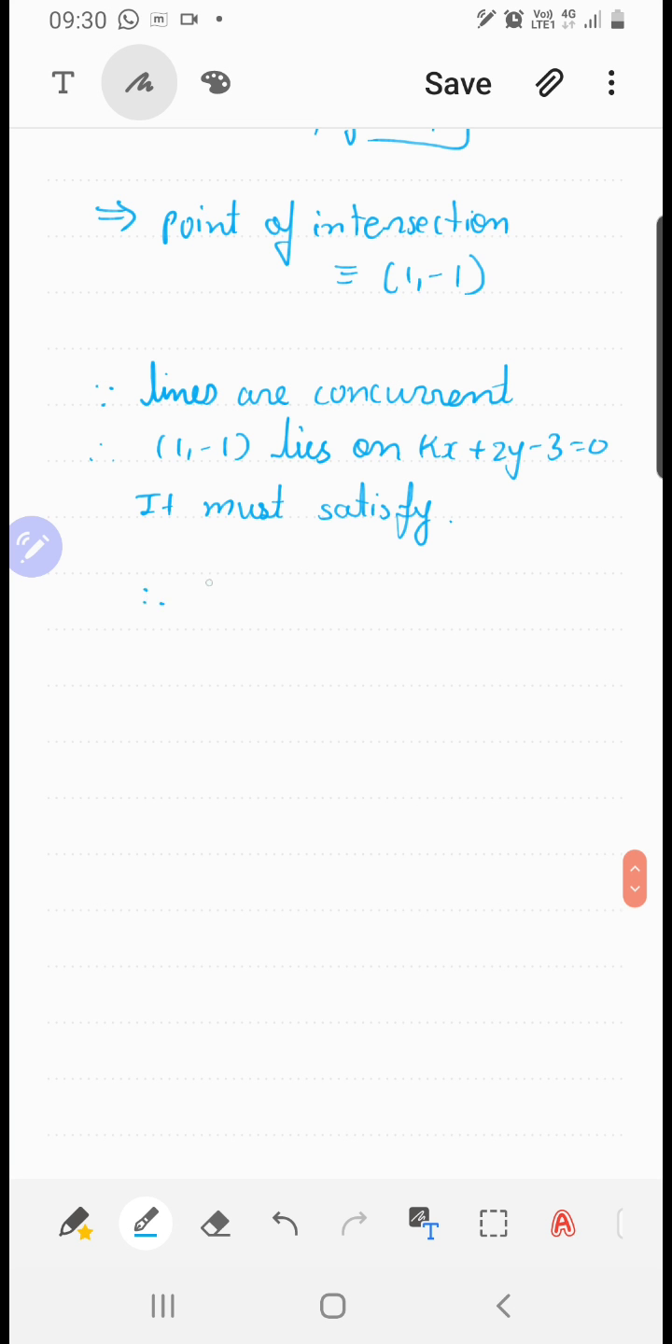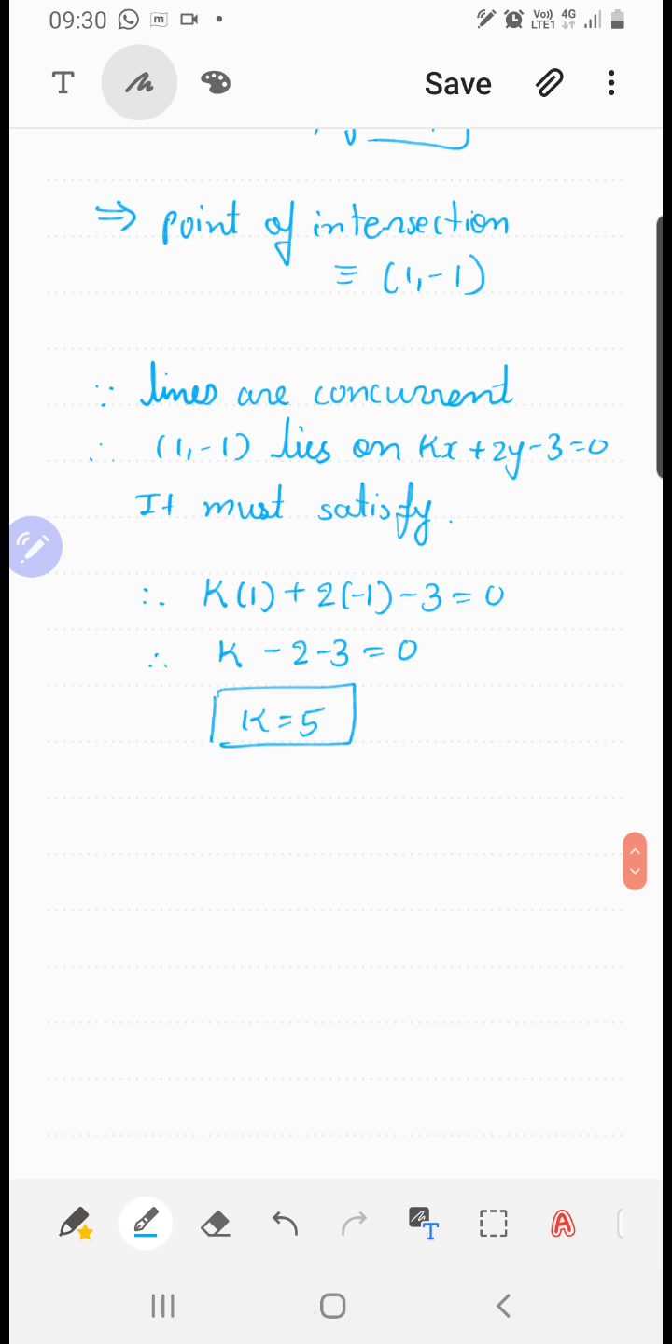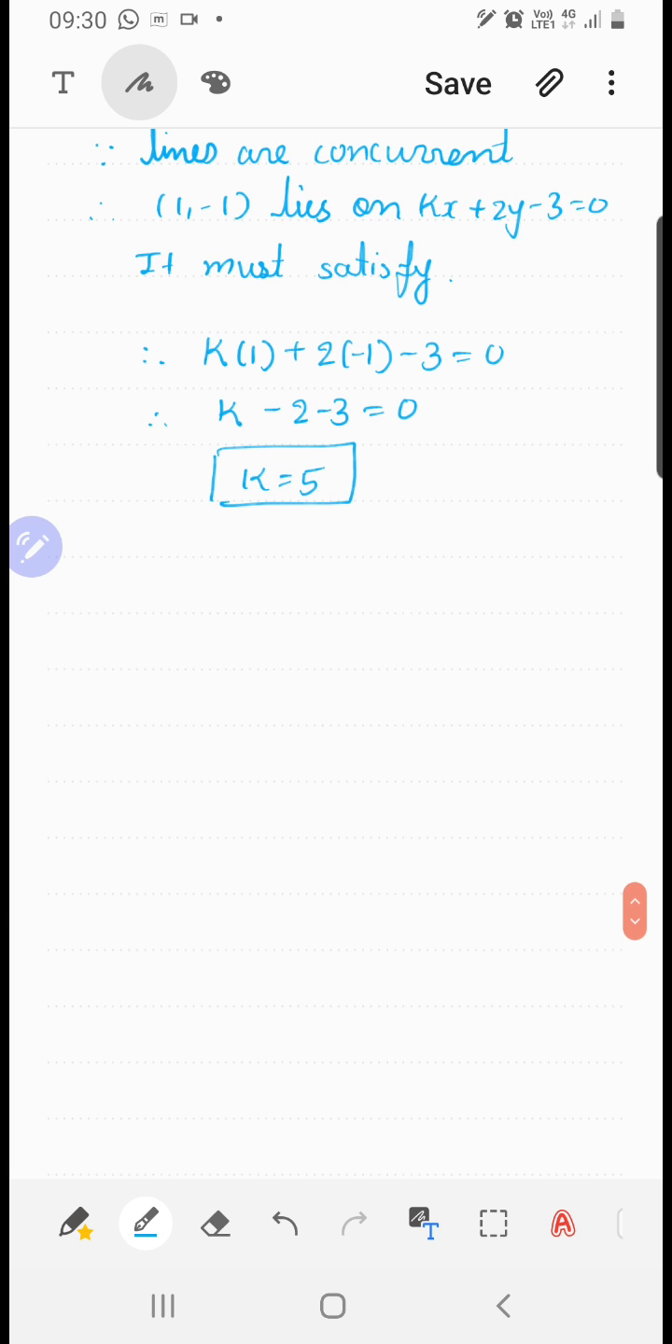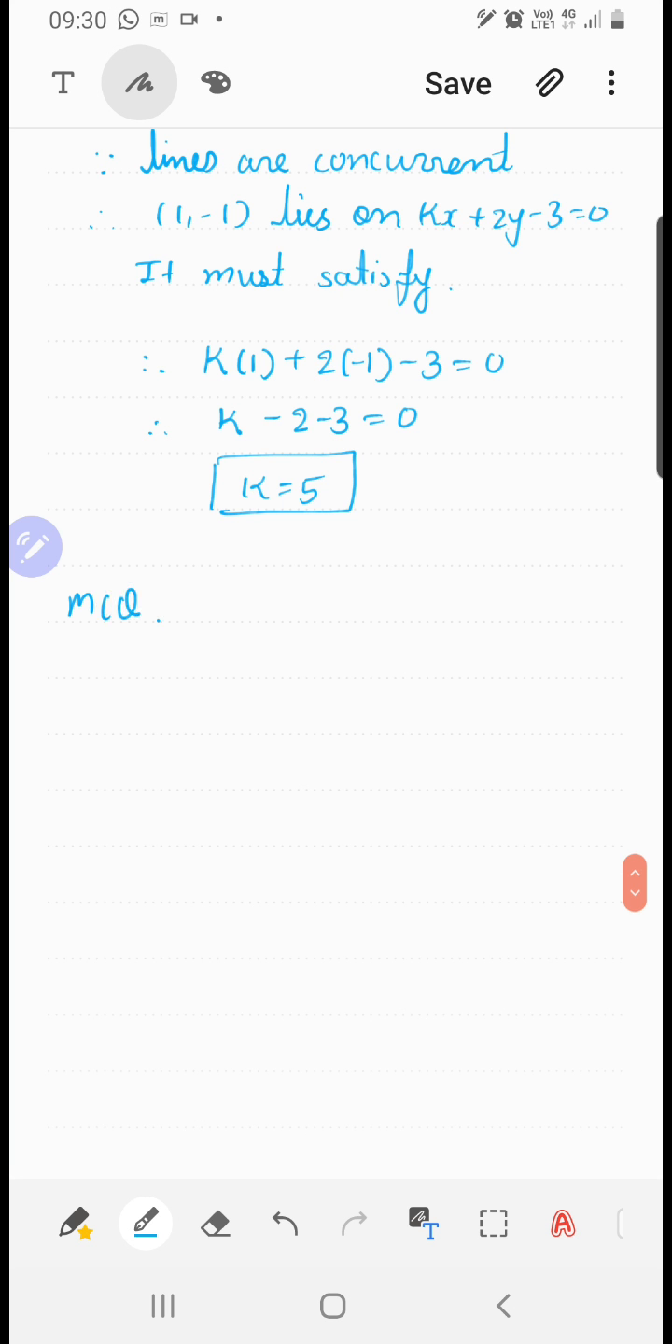Can I take the point and substitute into the equation? So k into 1 plus 2 into minus 1 minus 3 equal to 0. So what I got, k minus 2 minus 3 equal to 0, I got k equal to 5. So this they may ask you in the exam. Now there is one more shortcut technique for this, for MCQ. Now I'm leaving it to you what technique you want to go for. For every student I will definitely prefer the one which I just now did.